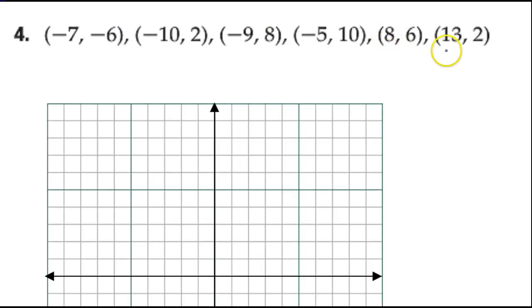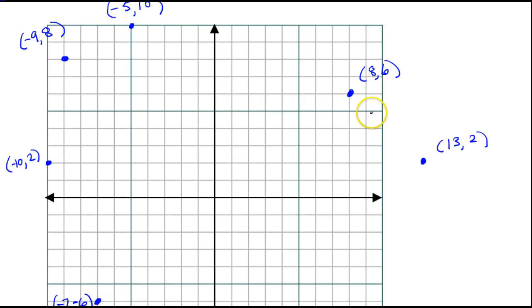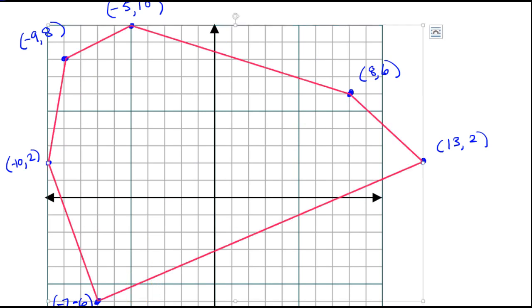These are the vertices of a polygon, and I would like you to find the area of the polygon. So I encourage you to pause the video and try to do this problem by yourself. So I'm assuming that you've done that. So our first step is to plot these points. So here I've plotted all the points. So now let's just connect the vertices to form the polygon.